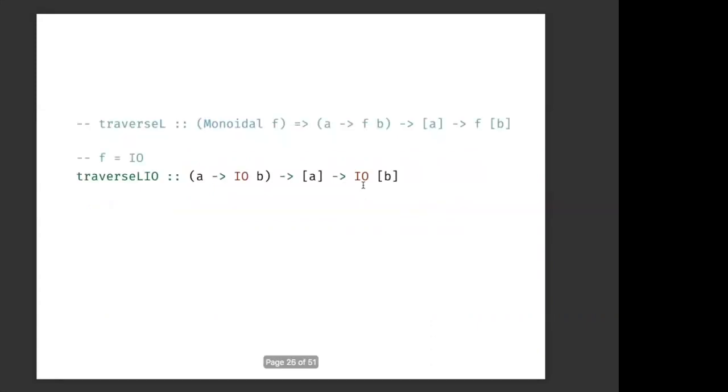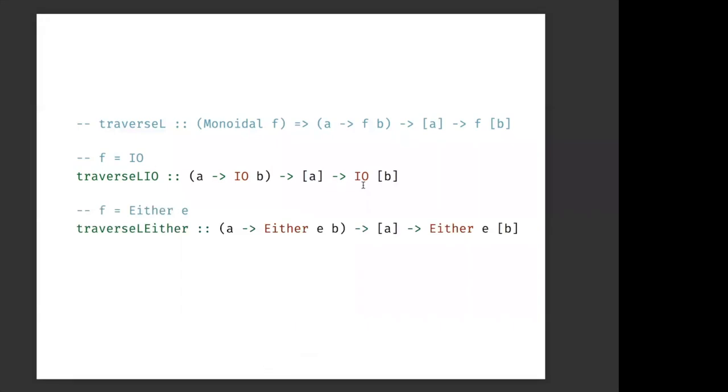This looks overly generic sometimes, so I find it helpful to think about it when we fix F to be different things. Say we fix F to be IO. You can imagine this IO being something like fork a computation, do some expensive computation. Maybe A is a user ID, and for each user ID you go to a database and get information about that user. So we have a list of user IDs, and for each of them you fork off a computation, and then at the end you join them together. It's sort of like a fork-join or a scatter-gather.